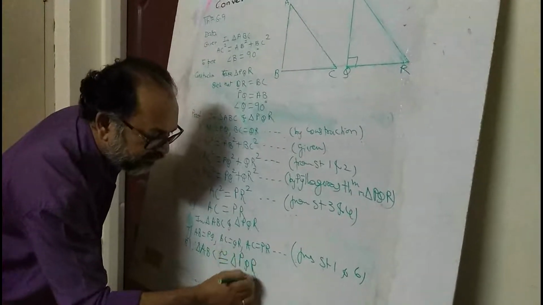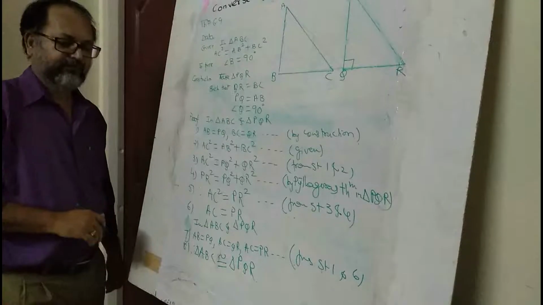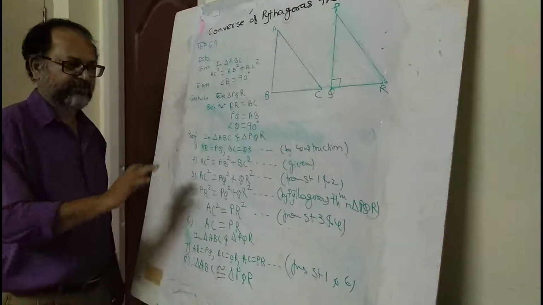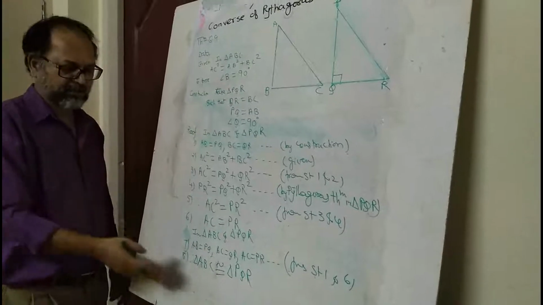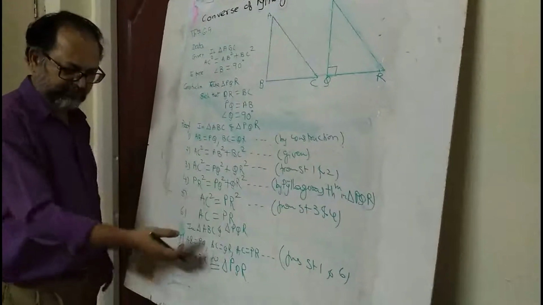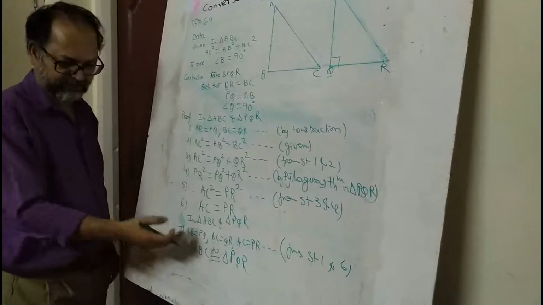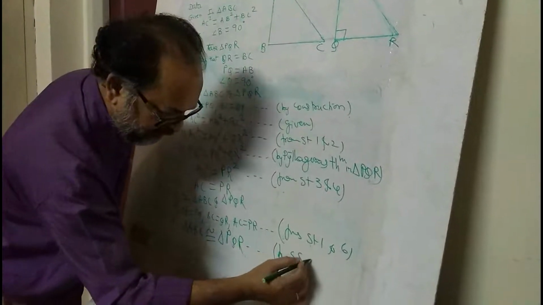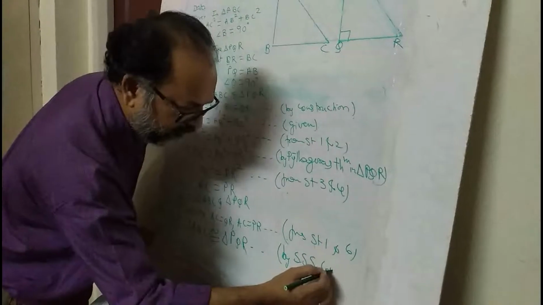See, in this lesson, only the first time we are showing congruence, we are using congruence. Otherwise, we always use similarity. Here we are using congruence. Remember that. Don't write similar triangles. Triangles are congruent by SSS congruence rule.